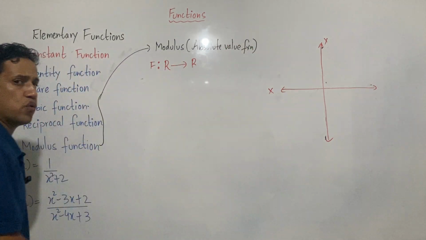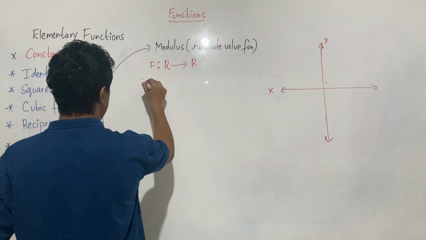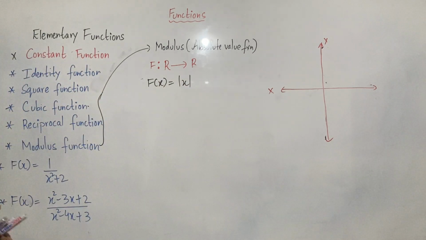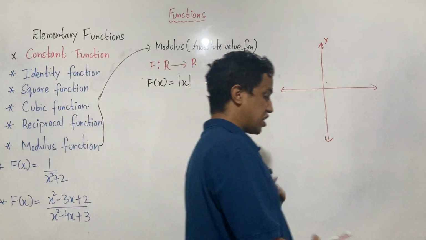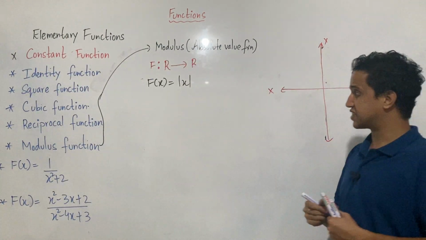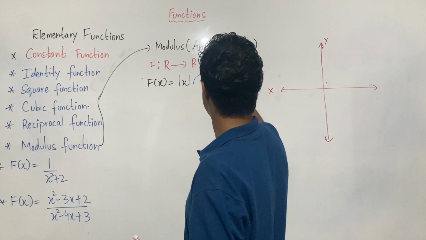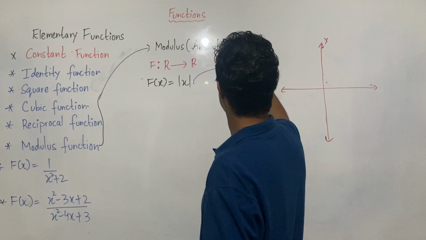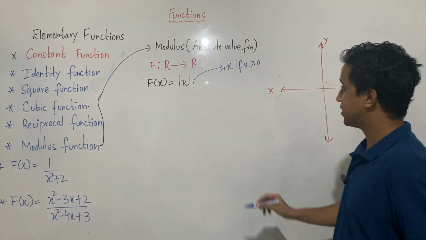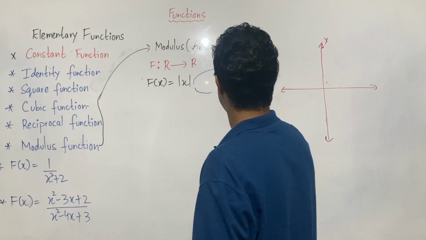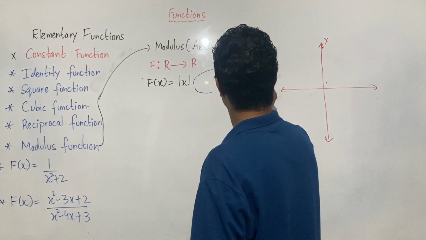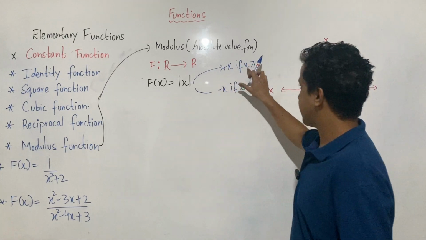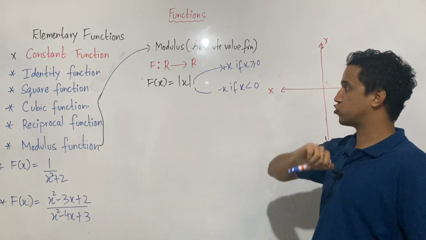Now this function is of the type f(x) equal to mod x. Now this mod x has two values. It is x if x is greater than or equal to 0, and it is minus x if x is less than 0. It is positive x if x is greater than 0. Again, the value is going to be positive.